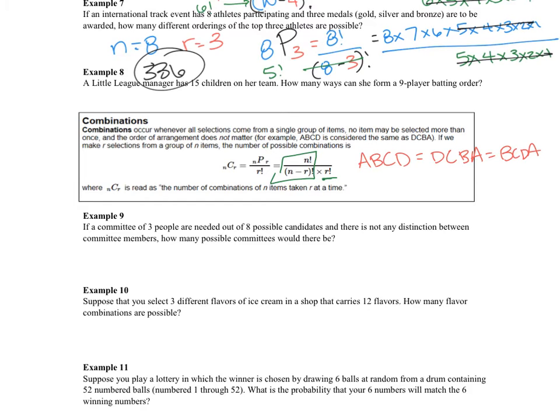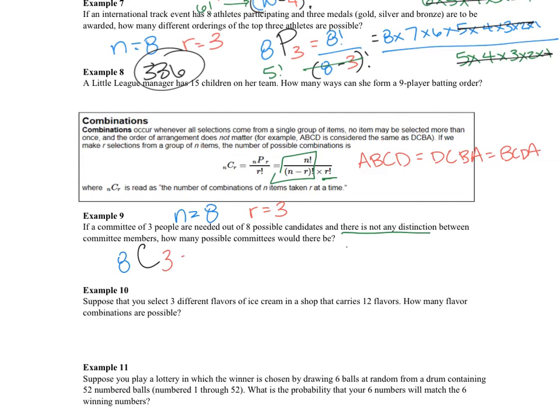So example 9 is an example of a combination. If a committee of 3 people are needed out of 8 possible candidates, and there is not any distinction, so we don't care about it. That means that ABC is the same thing as BCA, the same thing as DCA. They're all the same people between the committee members. How many possible committees would there be? Well, our N is equal to 8. There's 8 possible candidates. And we're only interested in 3 of them. So R equals 3. So we're going to write this as 8, and a combination means you choose. You can say 8 combine 3 or 8 choose 3, because the order doesn't matter.